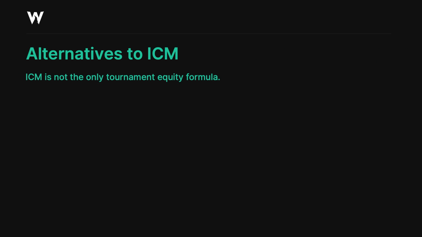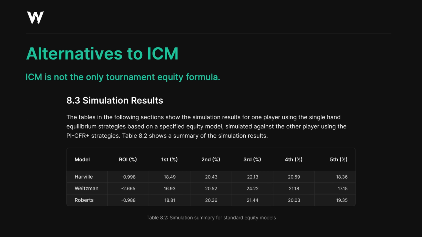So I should point out ICM is not the only tournament equity formula. There are other versions that are pretty good. In fact, Helmuth Melcher explored a lot of these in an academic paper, which I'm going to link in the description. So here we're comparing how 3 different tournament equity formulas do against a perfect strategy. They figured out the perfect strategy using brute force and a lot of calculations, which are not feasible for really any situation outside of an academic study.